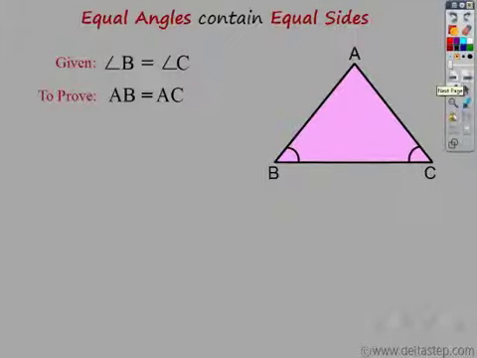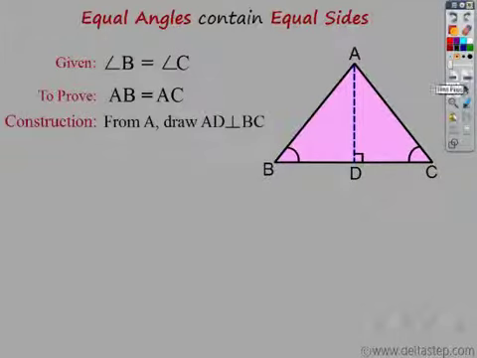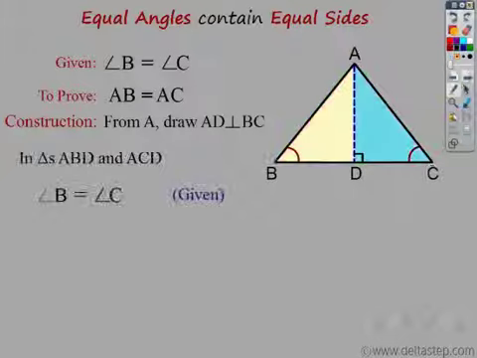Again, what I'll do is, I'll draw a perpendicular first. From A, let's draw a perpendicular and call this point D. So AD is perpendicular to BC. Now, in these two triangles, what do you see? Angle B is equal to angle C. We know that it is given. So B is equal to C.